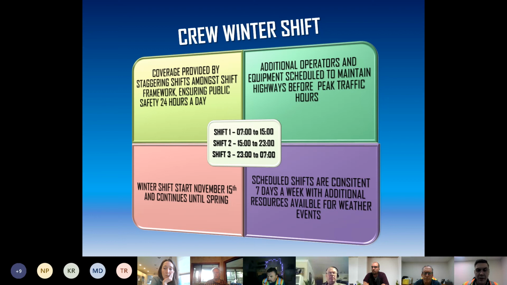We have additional operators on standby. Should we get into a weather event, we have the ability to call in people for overtime, auxiliary employees who just work as and when we are experiencing weather patterns. As of November 15th, we've had our winter shift implemented, and the scheduled shifts are consistent 7 days a week to ensure that we're always able to respond to a weather event.